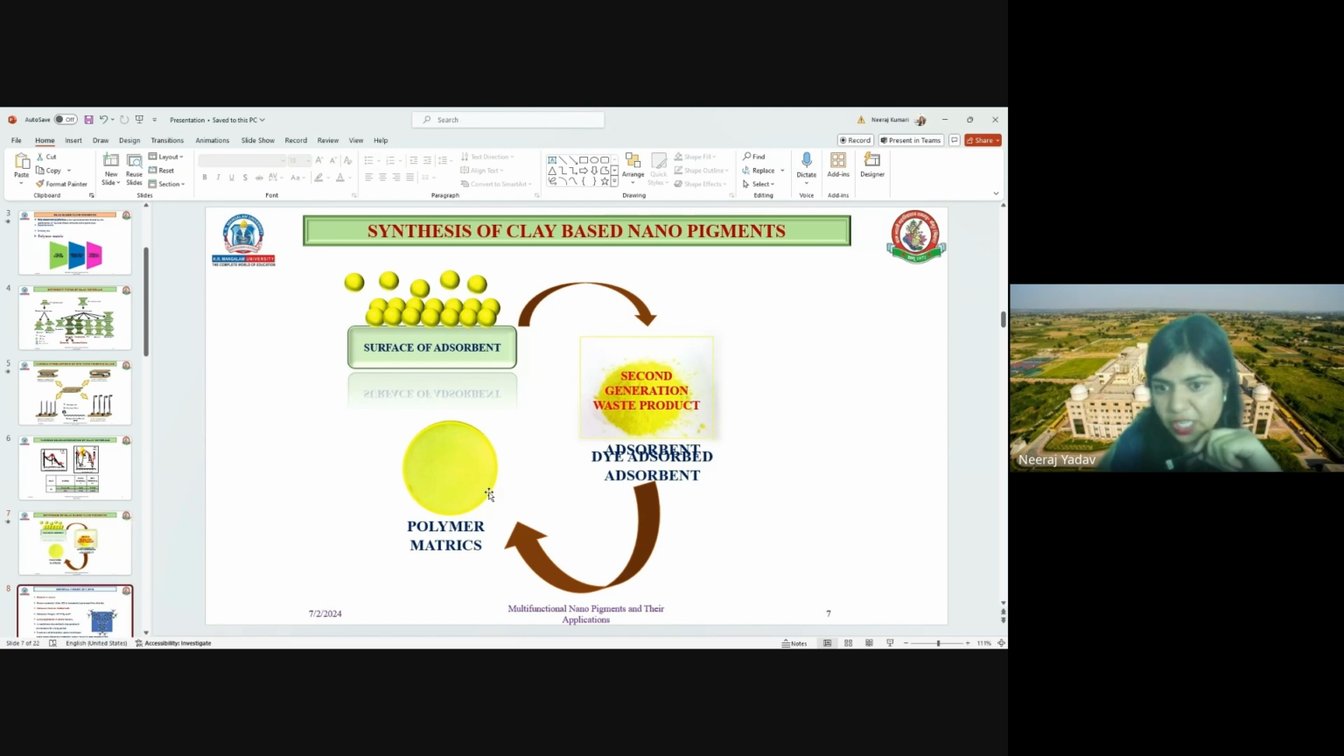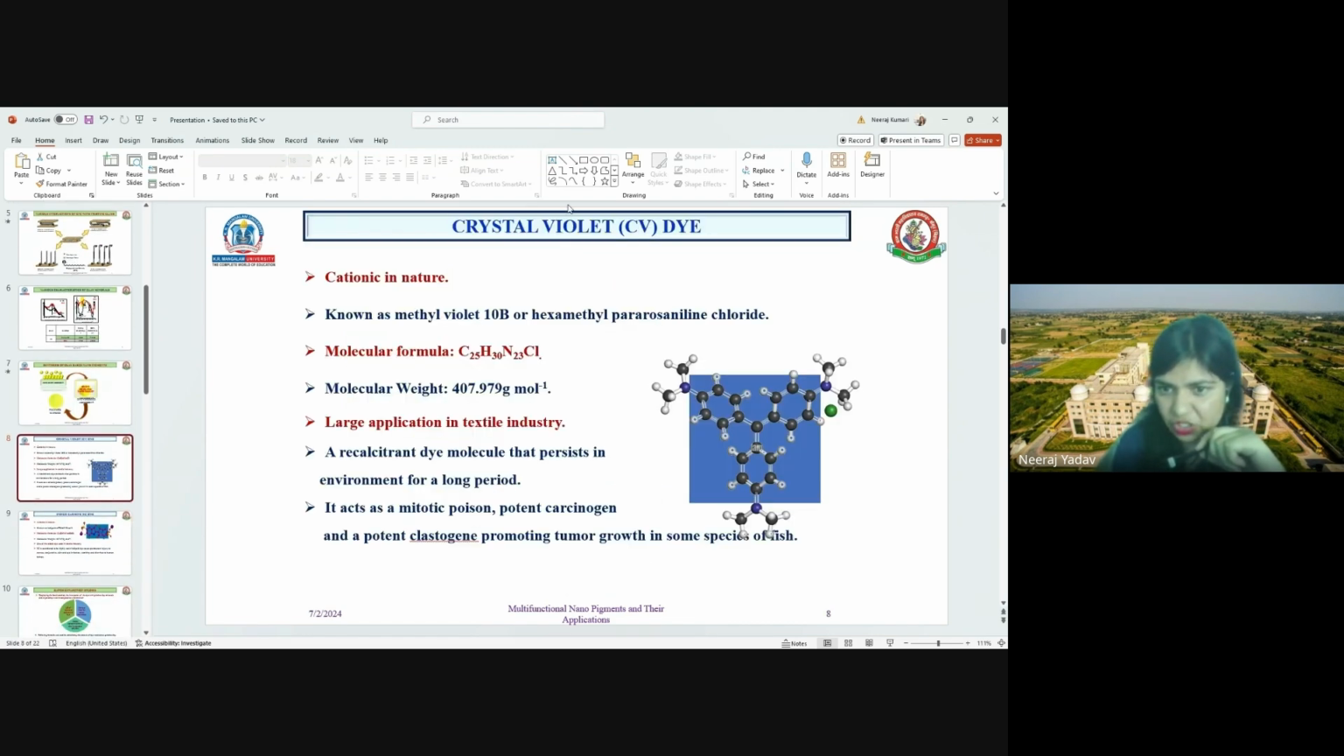Here I am using two types of dyes. One is the cationic dye, crystal violet, and the other is indigo carmine, which is an anionic dye. Crystal violet is cationic in nature, and the triphenyl methane is the chromophoric group, which is mainly responsible for the violet color of this dye. This dye is generally used in the textile industry on a large scale, but it is also recalcitrant and persists in the environment due to its non-biodegradable nature. When it goes into the water bodies, it generally promotes tumor growth in some species of fish.